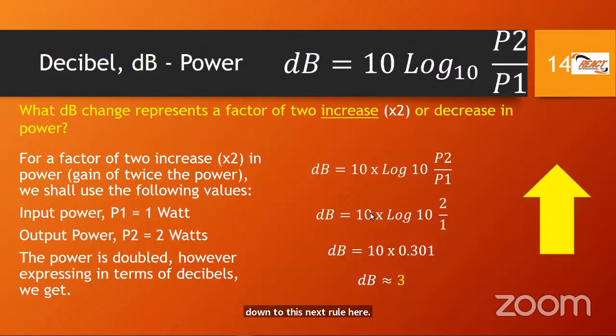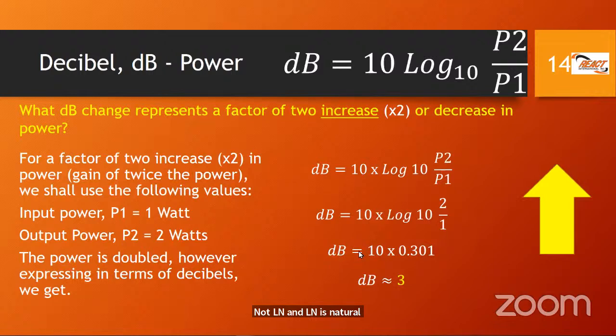So dB is equal to 10 as above, multiplied by the log to base 10 of P2 over P1, but we have substituted the values of P1 and P2. So we get 2 over 1, right? So if we were to do a quick calculation, 2 over 1 is actually 2, so it's actually log of the number 2. In your calculator, you take the number 2 and press log to base 10. Not ln, which is natural log, so you're looking for regular log.